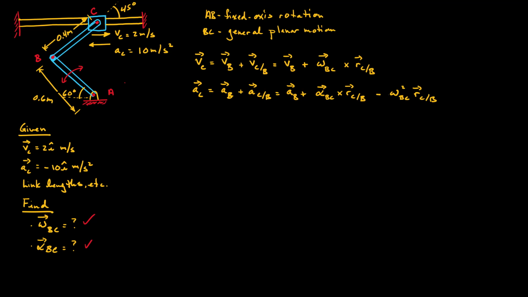Okay, so VC and AC are given in the problem. We're asked to find omega BC and alpha BC, which appear over here. We know the geometries, but we don't know AB, and we don't know VB. So these were equations for link BC. Let's have a look at link AB.